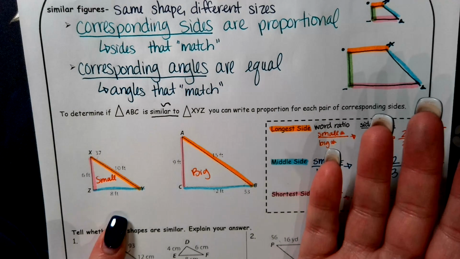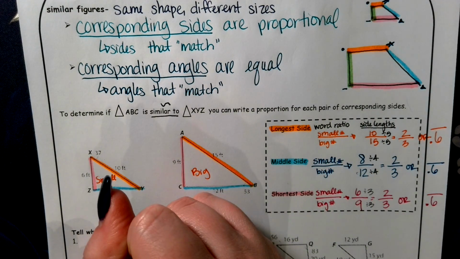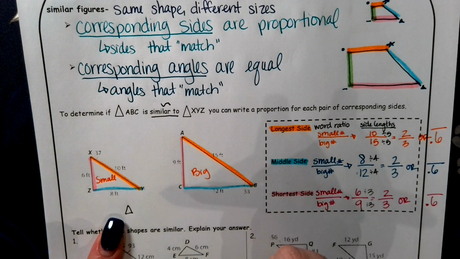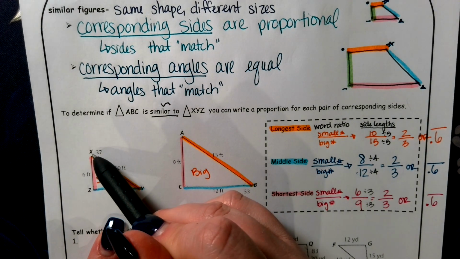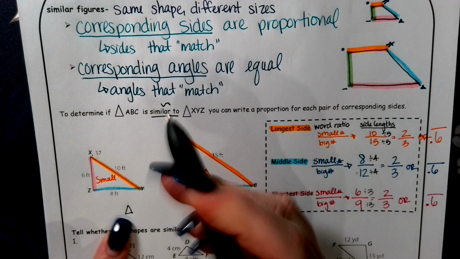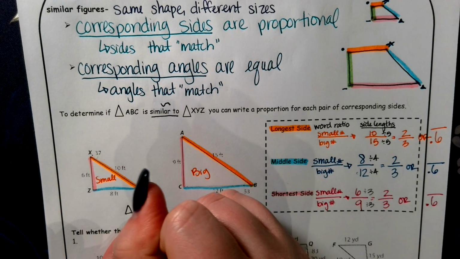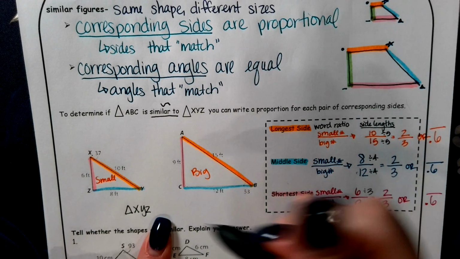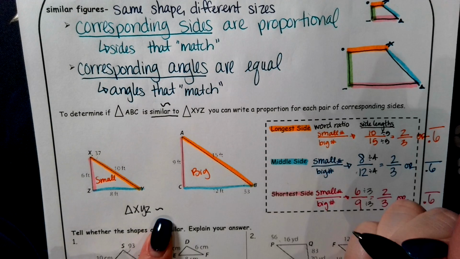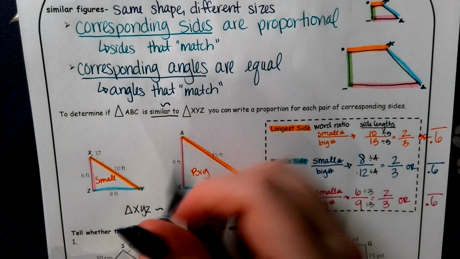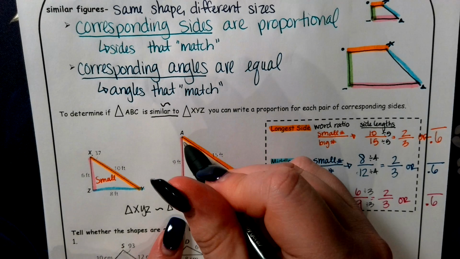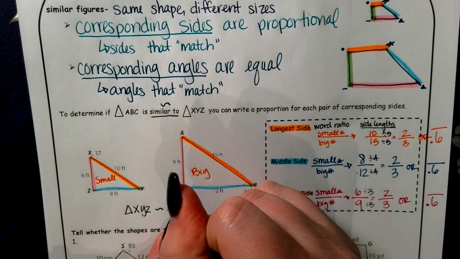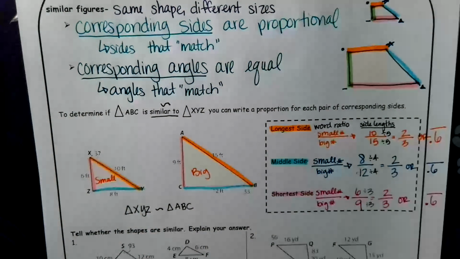So the way that we would write that is we write triangle, and then we have to name them X, Y, Z. You want to go in alphabetical order. Is similar to, so that's that squiggly line, is similar to triangle A, B, and C. Go ahead, pause the video if you need to catch up on any of those things. But if you're ready, go ahead and go to the next part.